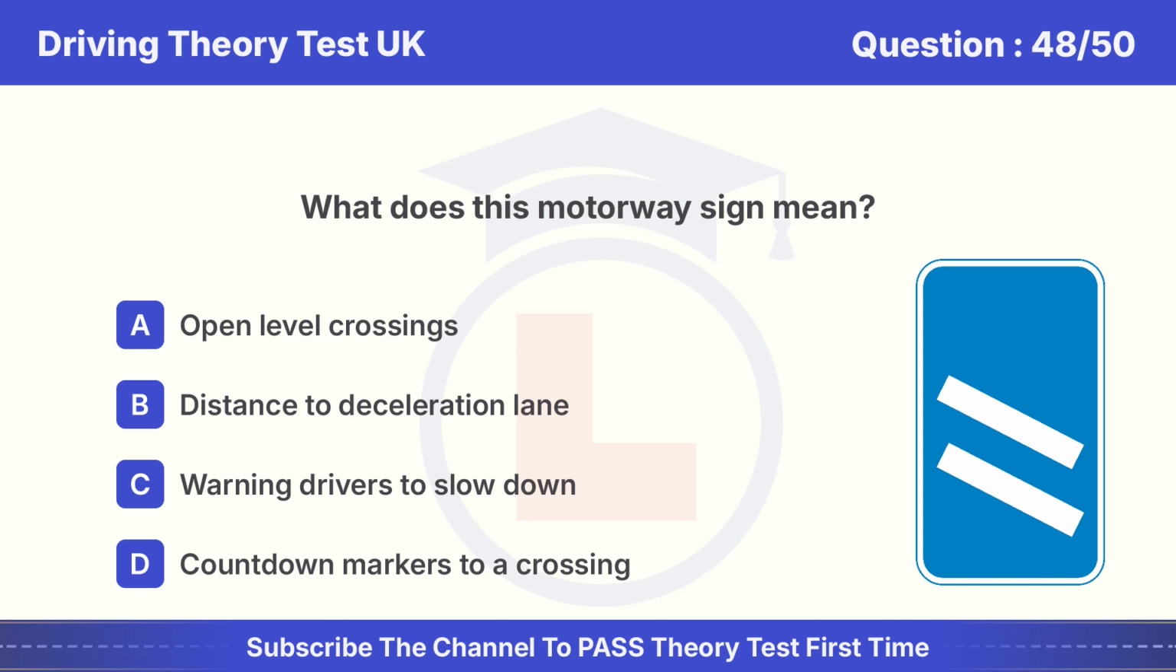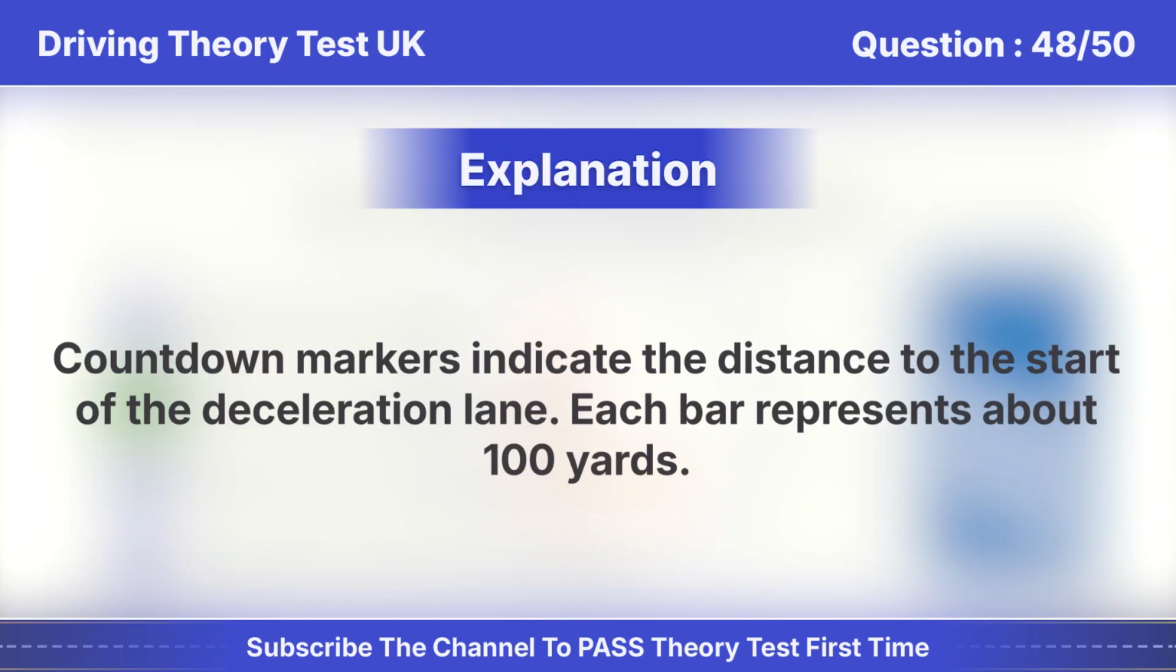Question 48. What does this motorway sign mean? Answer is B. Distance to deceleration lane. Countdown markers indicate the distance to the start of the deceleration lane. Each bar represents about 100 yards.